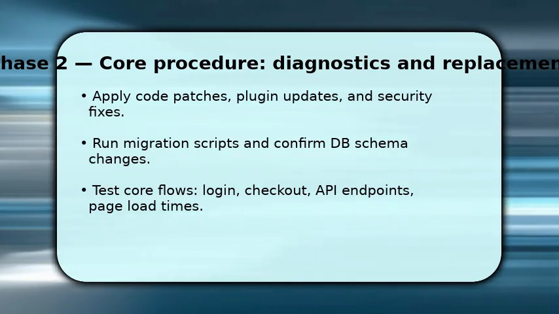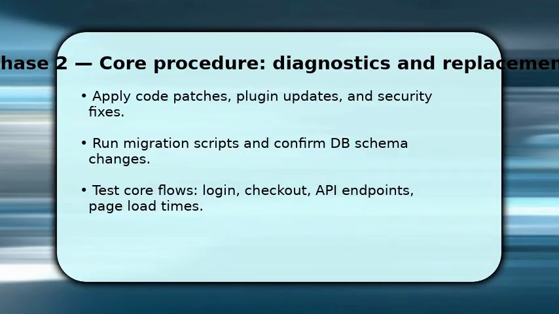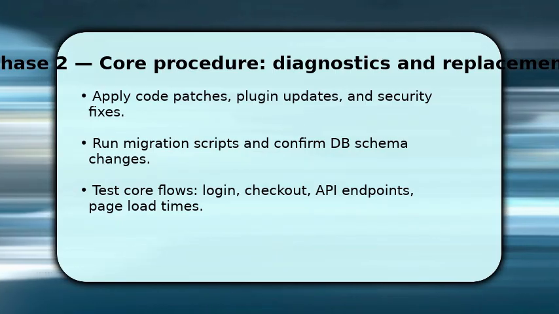After that, execute functional tests. Login, checkout, API responses, and page performance checks simulate typical user paths. Make sure to monitor logs in real time and roll back isolated changes if an error spike appears.